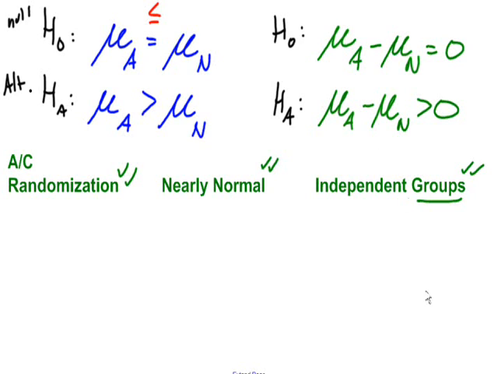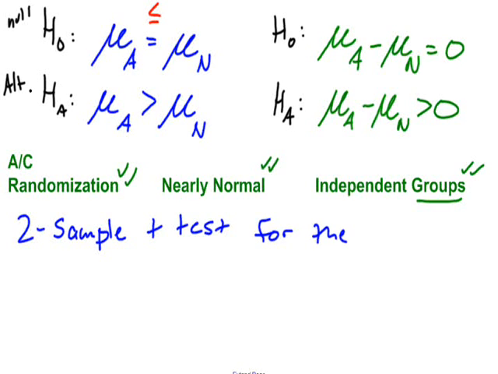All right, now that all the assumptions and conditions have been satisfied, this is a two-sample t-test for the difference between means. So I'm going to go ahead and jump straight to my calculator. Again, I'm trying to go as fast as I can.